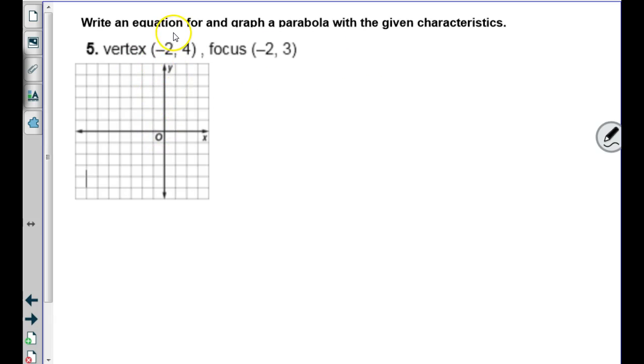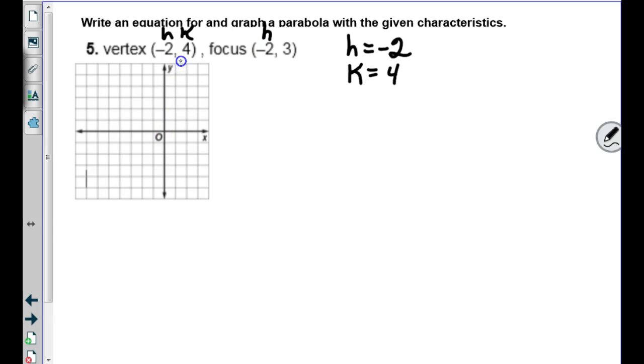If the vertex is H, K, I know H is negative 2 and K is 4. Now, the focus has the same H values. Everybody see that? So which kind has a focus with the same exact H value? Up, down, or left, right? Can you look at your recipes? The focus has just plain old H if it opens what?